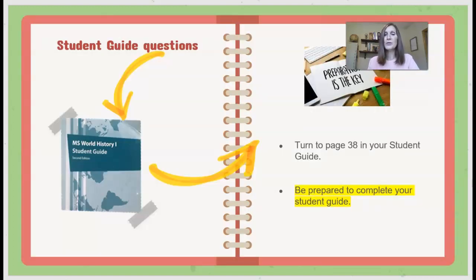Student guide question. So turn to page 38 in your student guide and be prepared to complete your student guide. So remember, this is different than the in-class study guide. This is your student guide, okay, your blue book.